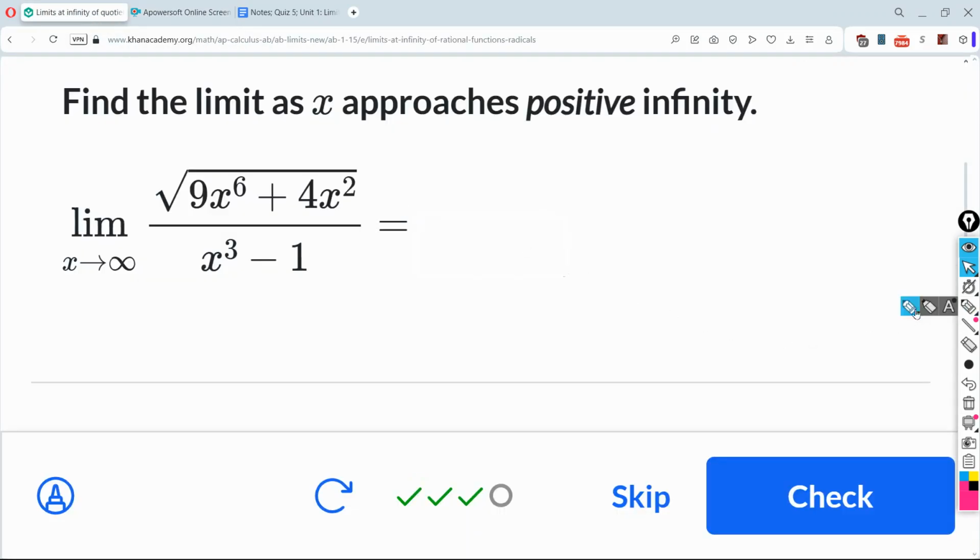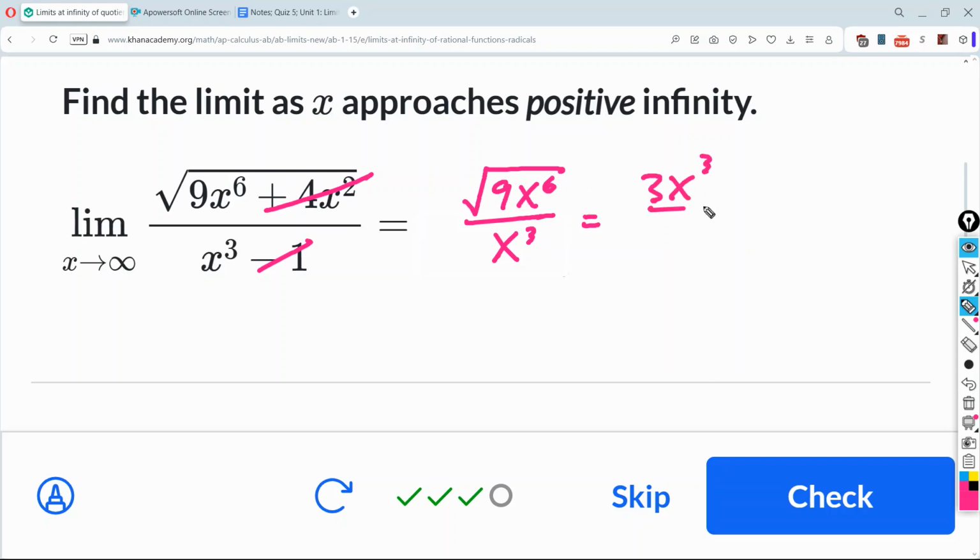All right, here we're going to positive infinity. And ignore these smaller exponents. So ignore 4x squared, ignore negative 1. We have radical 9x to the sixth, and that's divided by x to the third. Square root of 9 is 3. Square root of x to the sixth is x to the third. And that's divided by x to the third. x to the third over itself cancels, and we're just left with 3.